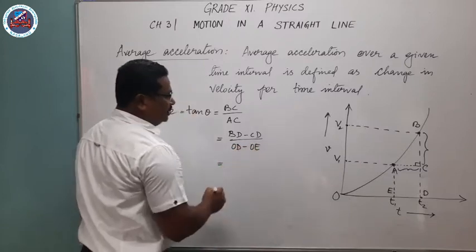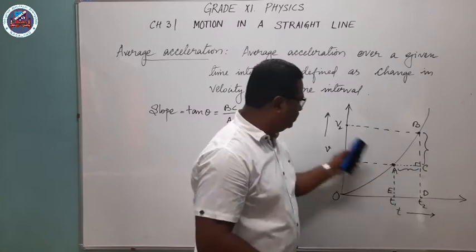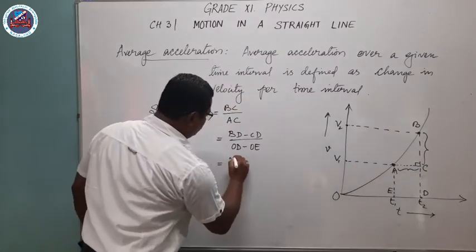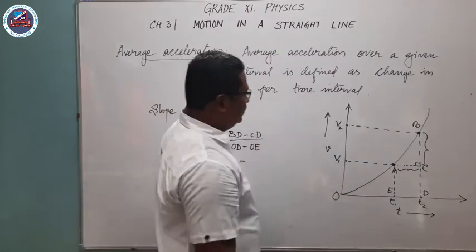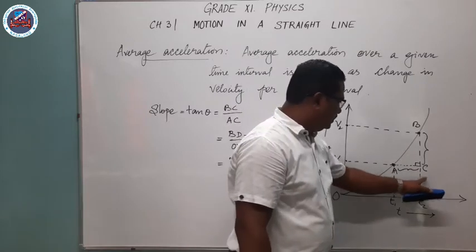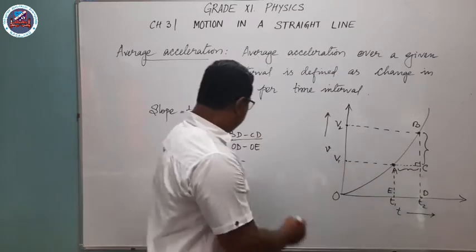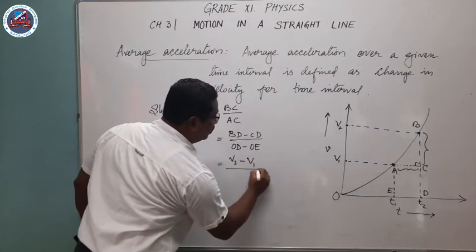Now BD, as you can see in the graph, BD is equal to V2, V2 minus CD. CD, you can see, is V1 divided by OD.